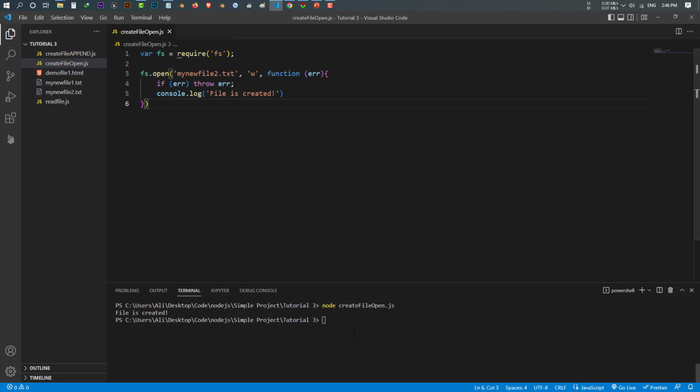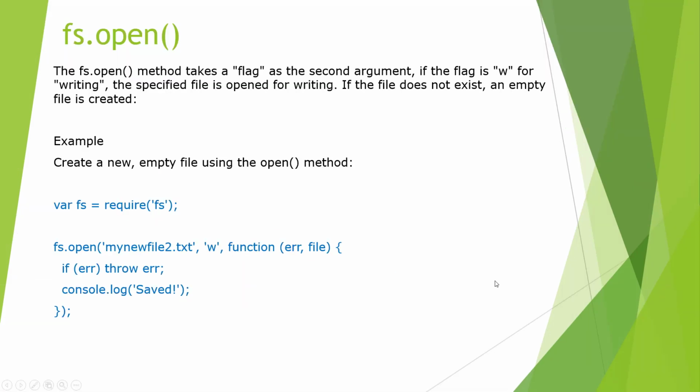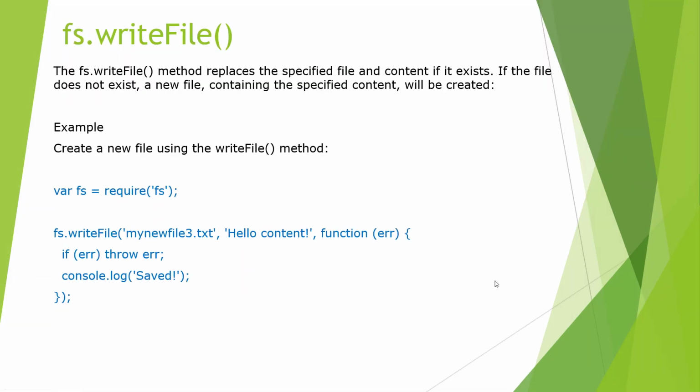So this was the second method to create a file. Let's see what we got more. The third method is to use the fs.writeFile. The fs.writeFile method replaces the specific file and content of the existing file.